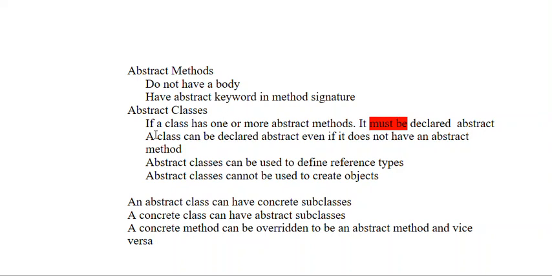Now, what are abstract classes? If a class has one or more abstract methods, it must be declared abstract. You have no choice. It should be abstract because the full functionality of this class is not declared.